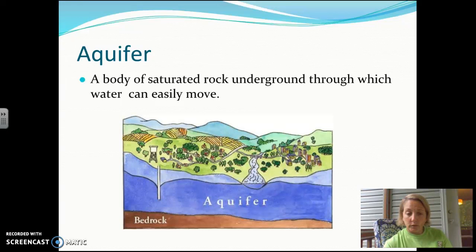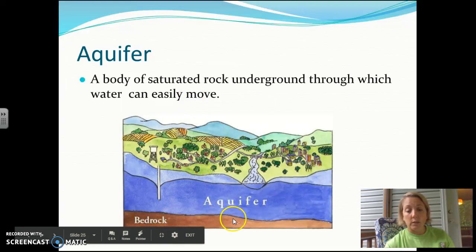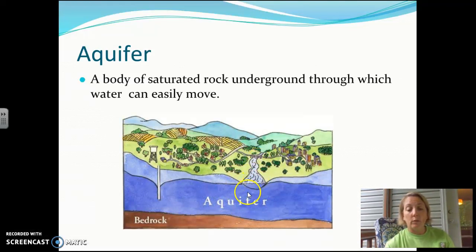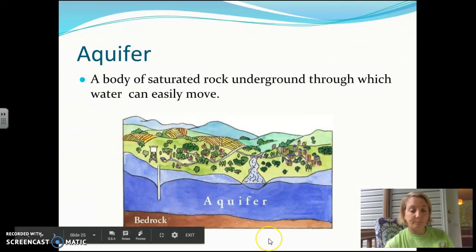You can build an aquifer from this. It's a body of saturated rock underground through which water can move easily. This rock is said to be permeable, which means it has big spaces in between it, which means water can move pretty freely through it. If you take a look at your diagram here, down at the bottom you see where it says bedrock. That's going to be parent rock, and above that will be the layer of an aquifer, and you can see this river draining will have groundwater, and that will eventually seep into the bedrock, or the layer just above the bedrock.